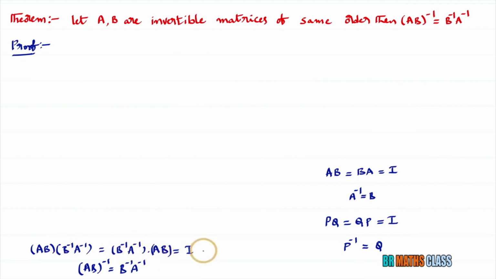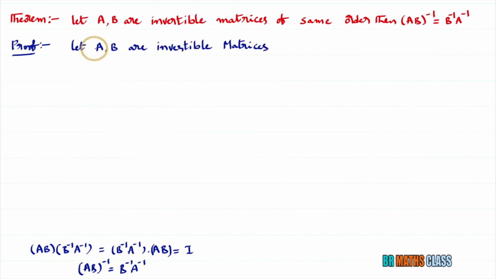If I prove this, what can I say? I can say that B inverse A inverse is called the inverse of AB. So to prove this result, AB whole inverse equal to B inverse into A inverse, first I'll consider AB into B inverse A inverse and prove that it equals I. Similarly, I'll consider B inverse A inverse into AB and prove that it equals I. When I can prove this statement, then I can conclude that B inverse A inverse is nothing but the inverse of AB.